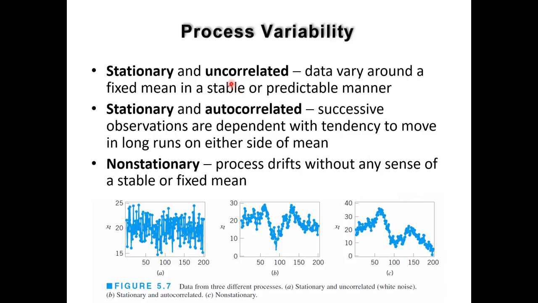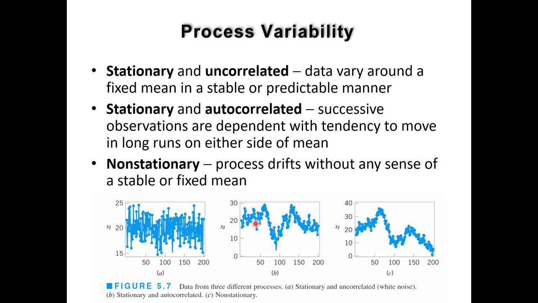Process stationarity, in terms of process variability, can exist in 3 different conditions. The first one is stationary and uncorrelated. This is stationary, but it is not correlated, uncorrelated. So data may vary around the fixed mean. This is a situation whereby it is actually stable. The process is stable and predictable.